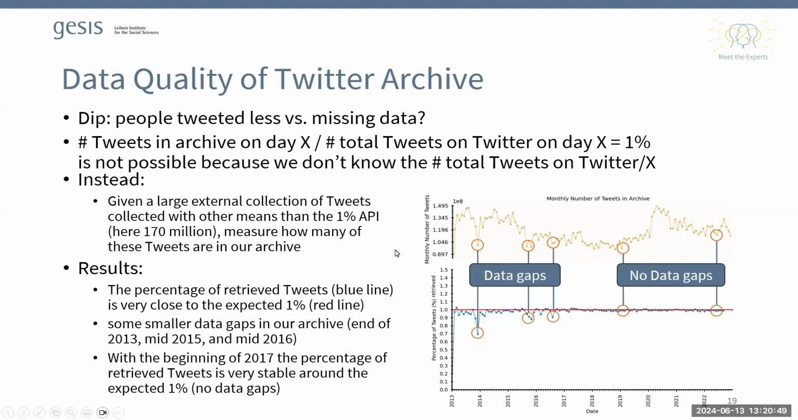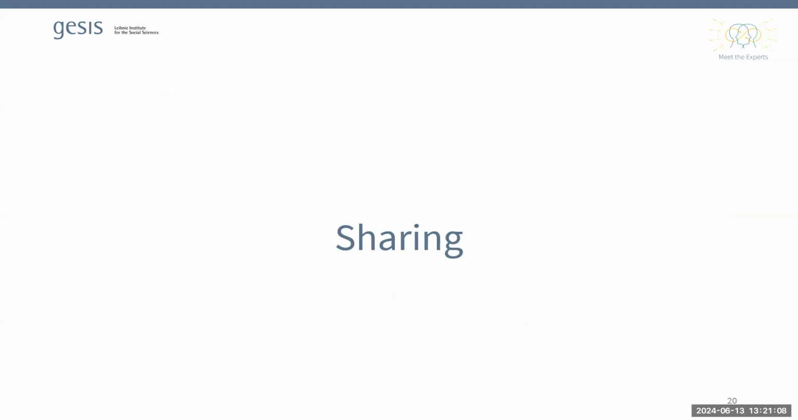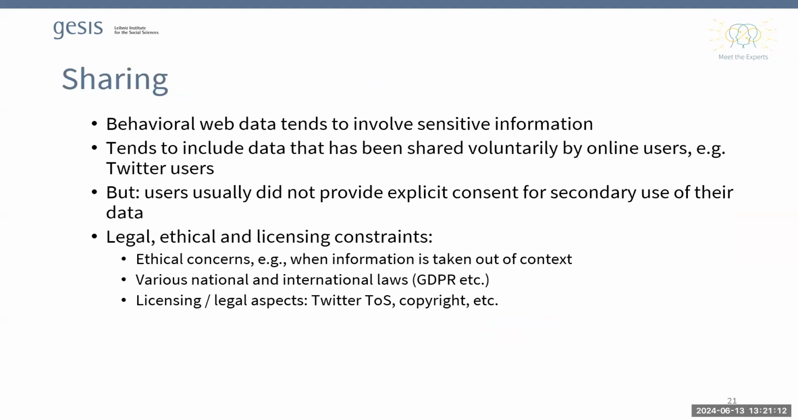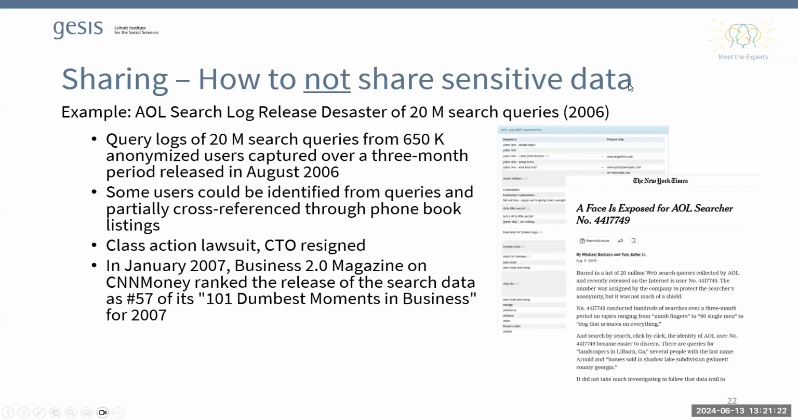That means in total we could say that we have a very large scale and very high quality Twitter archive data set. And that also means that here at GESIS, but also at other institutions, other researchers are very much interested in working with that kind of data. And that's why we need to talk about how to share this kind of data. As we've seen earlier, behavioral web data tends to involve sensitive information, so we cannot just share it.